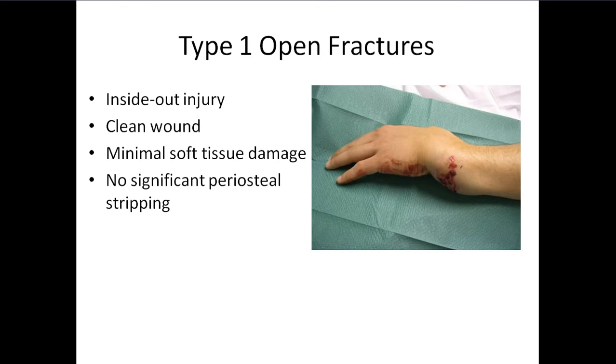So this is an inside out injury with a clean wound, minimal soft tissue damage, and no significant periosteal stripping. This is a typical photograph of a type 1 injury, where the wound is less than 1 centimeter.